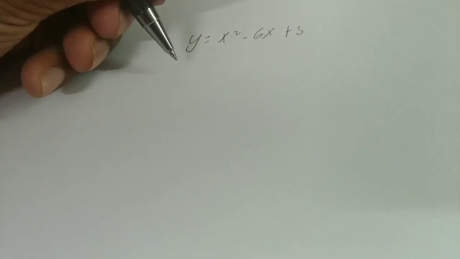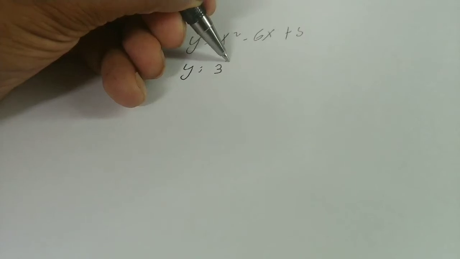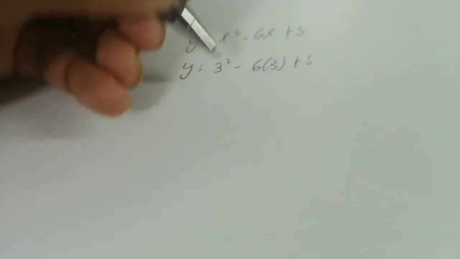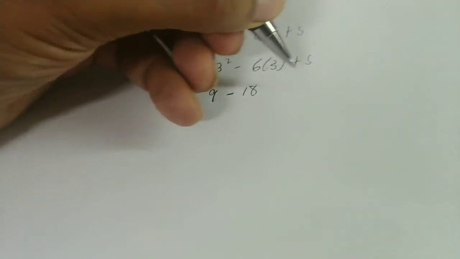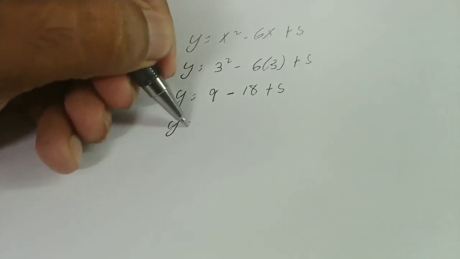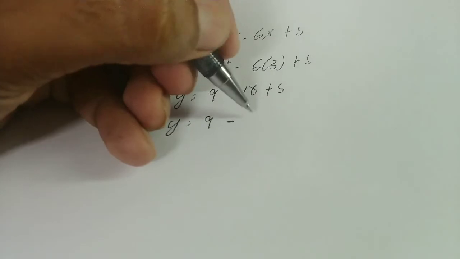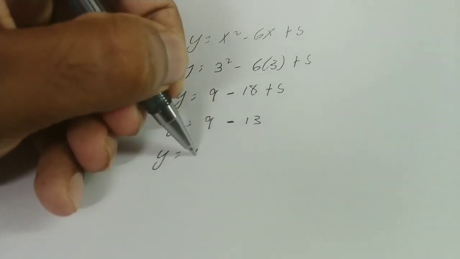The maximum or minimum value is that value which occurs at the axis of symmetry, or that value of y which is yielded by the axis of symmetry. So take the expression for example. I have the axis of symmetry being equal to 3. So I could substitute 3 into this equation, and that would give me 9 minus 18 plus 5. That would give me 9 minus 13, which would now give me minus 4.